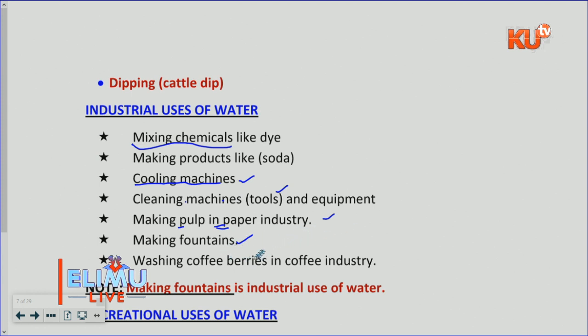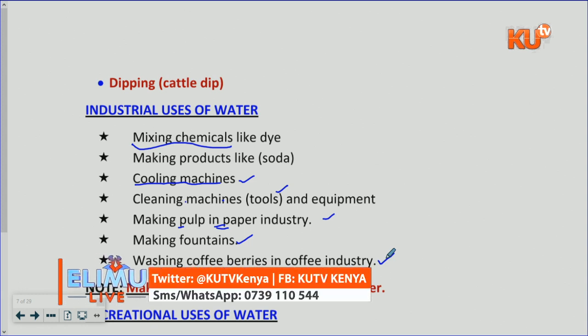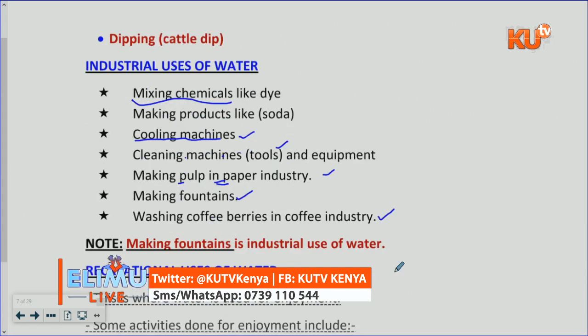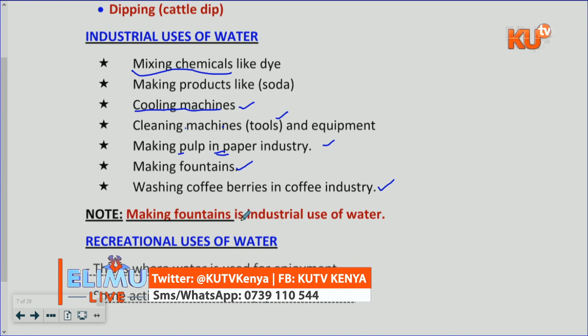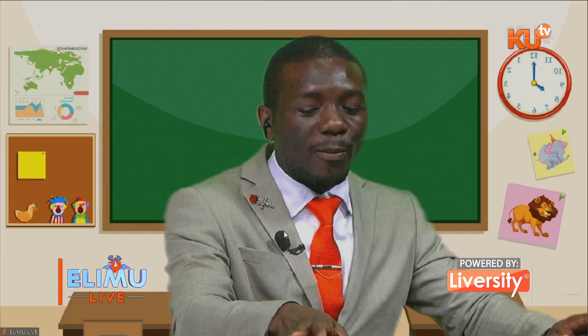The other use of water is washing coffee berries in the coffee industry. Obviously coffee berries cannot be found in a paper industry. They are found in coffee industries. When they are processing coffee, before they export it, it passes through different categories or processes. And when they are processing it, you'll find that they need to wash it. So they use water to wash everything in it. A point to note is that making fountain is an industrial use of water. Again, I repeat, making fountain is an industrial use of water.